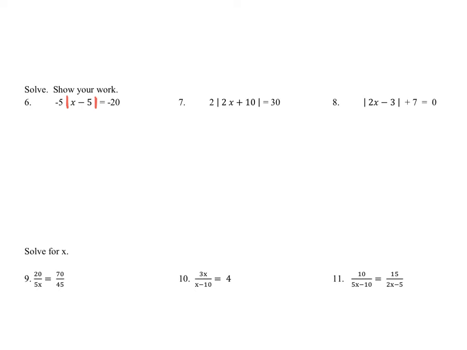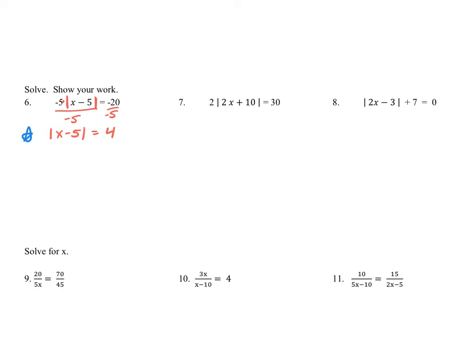So what I have to do is, right out here we have a negative 5 times the absolute value of x minus 5. So I want to divide both sides by that negative 5. All right, so we end up with the absolute value of x minus 5 equals 4. This is a very important step to have when solving because it's going to tell you how many solutions your absolute value equation is going to have.